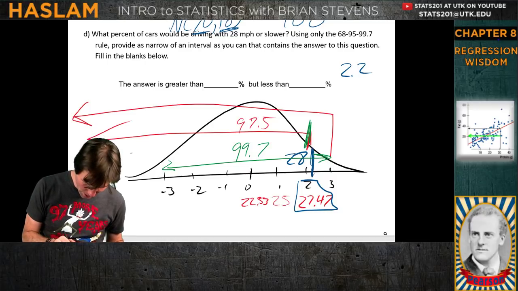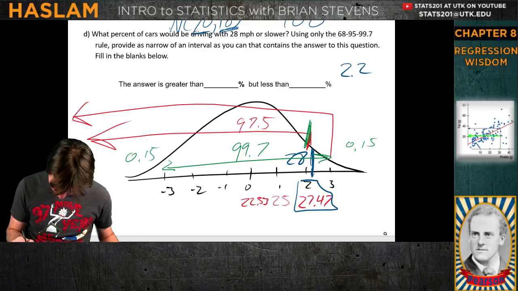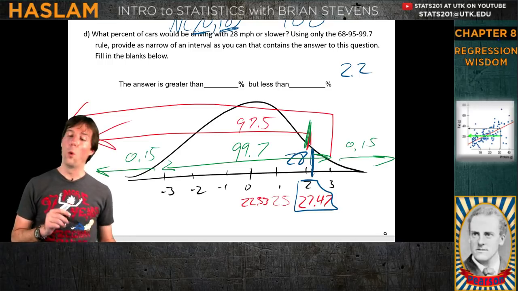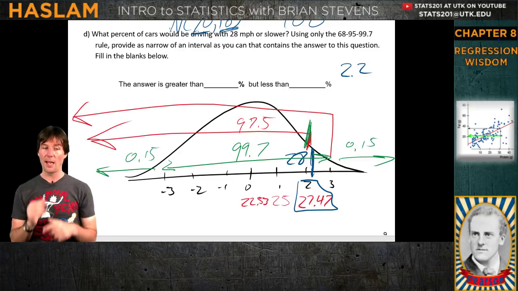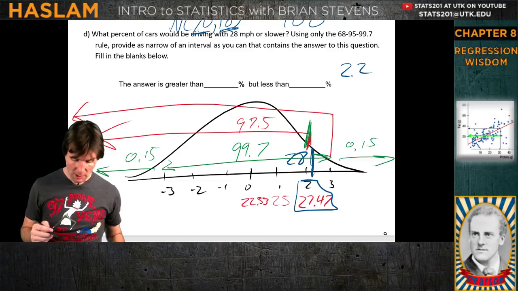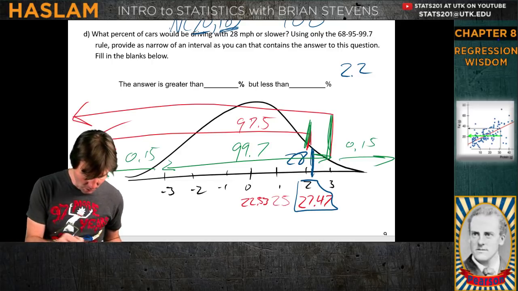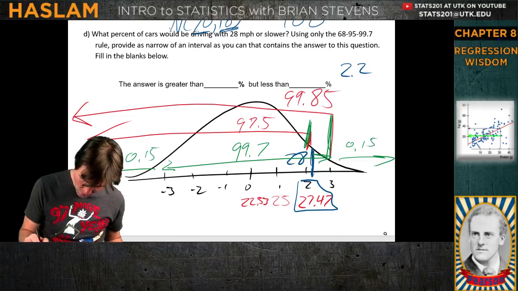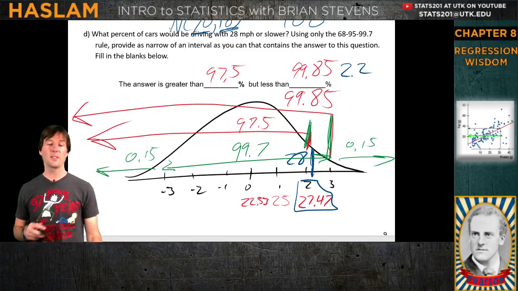So now we'd get 0.15, and over here is 0.15. If you draw numbers, make sure they add up to 100%. So 0.3 total divided in half is 0.15, which means if we add across this way, going from here over, this would be 99.85%, which means it has to be less than 99.85, but more than 97.5. And that is how those answers are obtained.